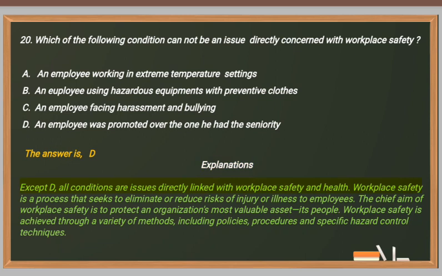Explanations. Except D, all conditions are issues directly linked with workplace safety and health. Workplace safety is a process that seeks to eliminate or reduce risks of injury or illness to employees. The chief aim of workplace safety is to protect an organization's most valuable asset, its people. Workplace safety is achieved through a variety of methods, including policies, procedures and specific hazard control techniques.